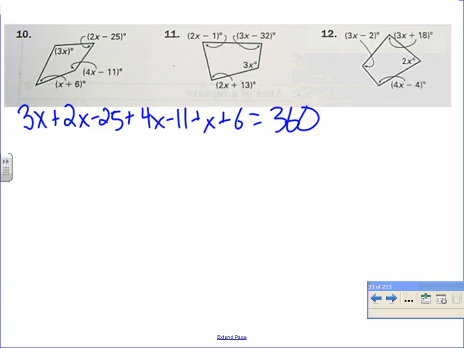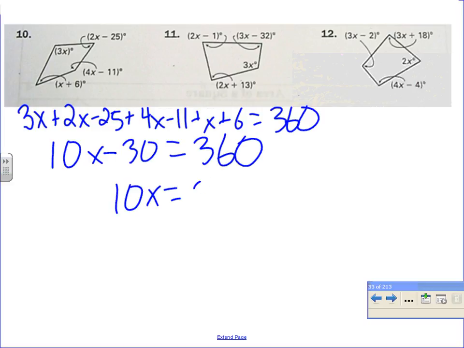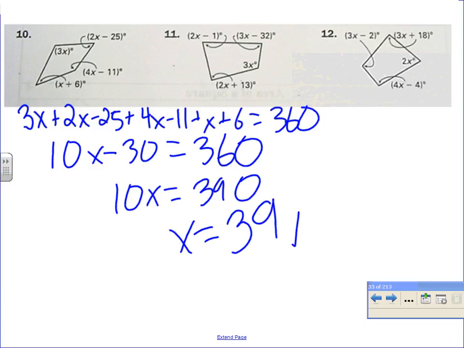At this point, we are combining like terms, and all we're doing, like we did on the triangle problems, is solving for x. After we add 30 to both sides, we get 10x equals 390. What's x? Abigail? Good. X is 39. That's all that we have to do in that entire section. It's just like what we did with triangles, but a quadrilateral has 360 degrees.